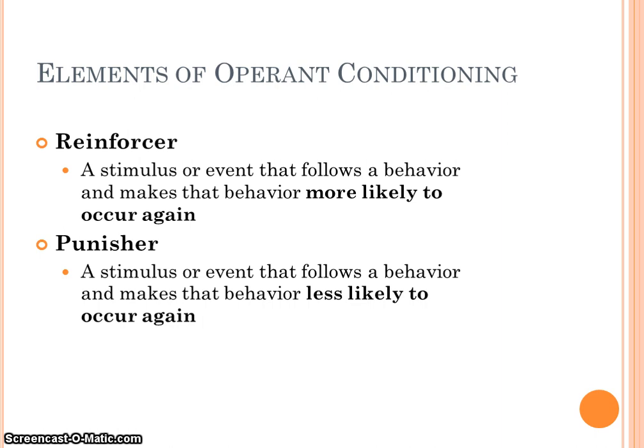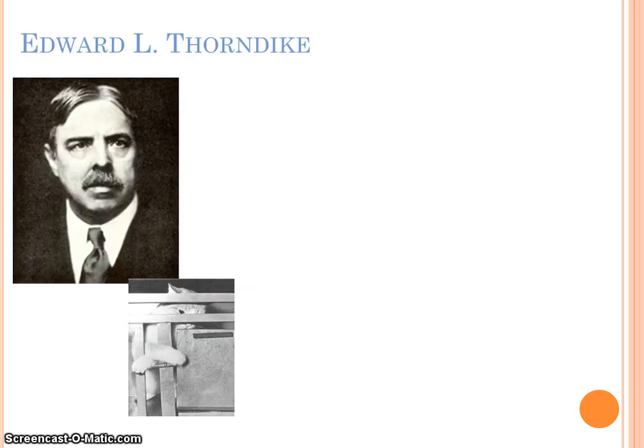A punisher is a stimulus that makes a behavior less likely to occur again. So if you speed, you're going to get a speeding ticket. The ticket is the punisher. In order to avoid getting a ticket, you decide not to speed. These are the key things, the driving forces behind operant conditioning.